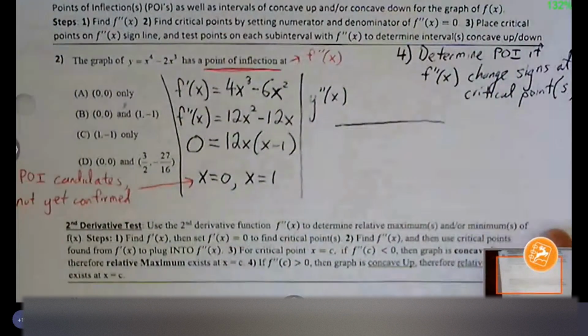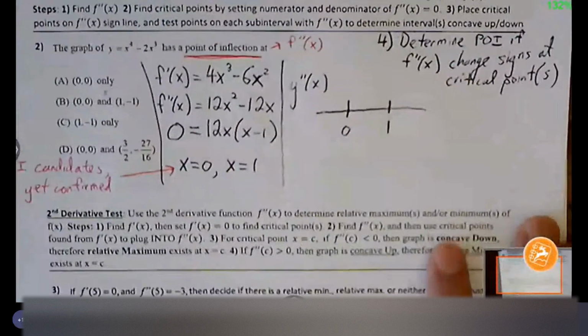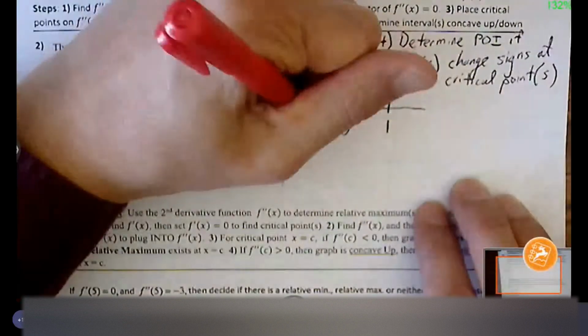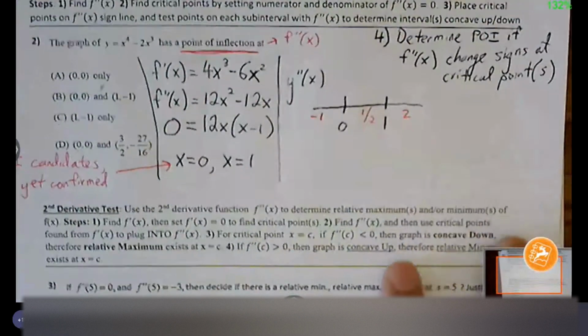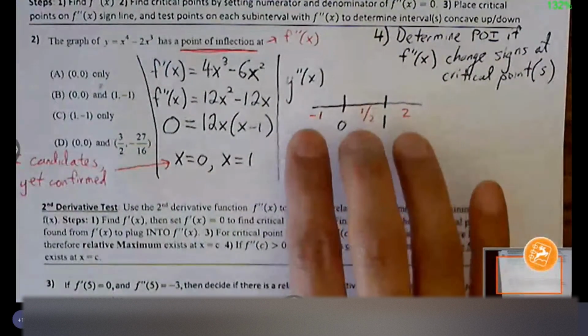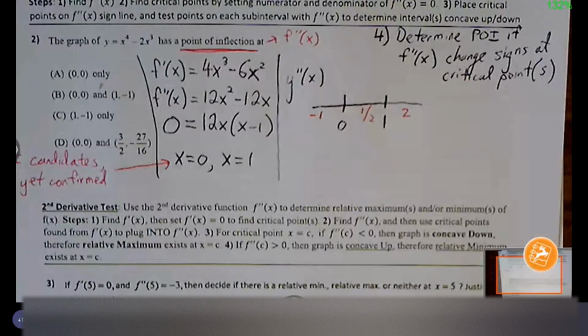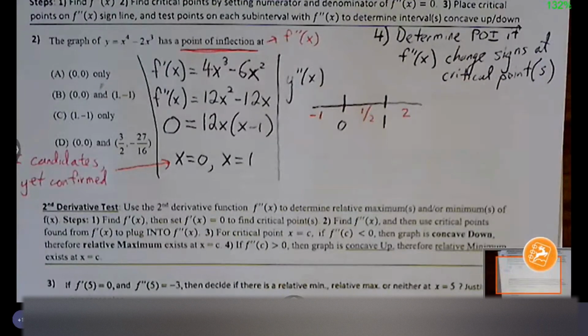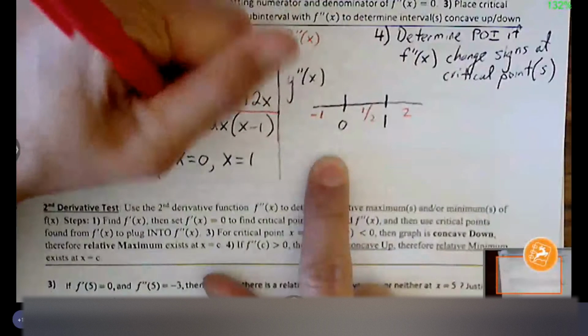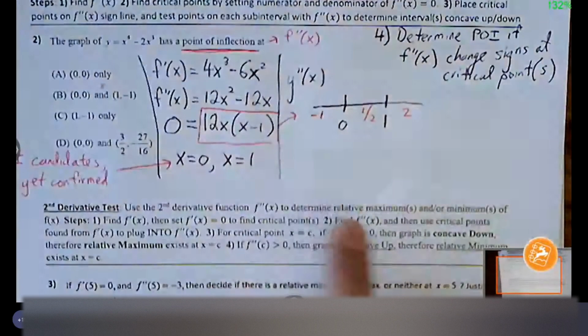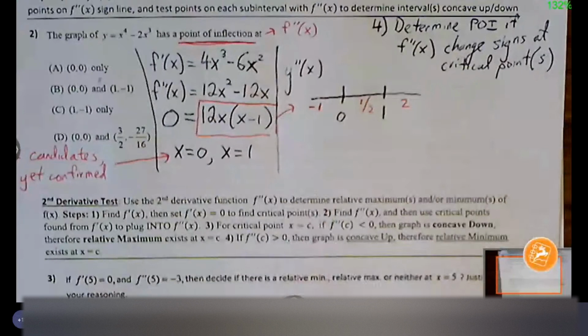On my sign line, I'm going to place these candidates, 0 and 1. And we'll choose values in each subinterval. So I'll choose -1, I'll choose 1/2, and then I'll choose 2. All right, and where do I insert them into? Y double prime, because we're gathering information about concavity. So they're going to go into the second derivative function. Okay, I like to put it into the factored form. Allows us to quickly gather information about whether it's positive or negative.